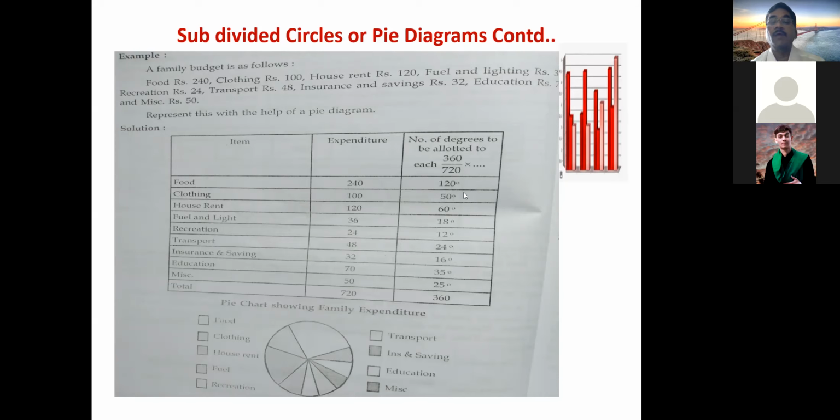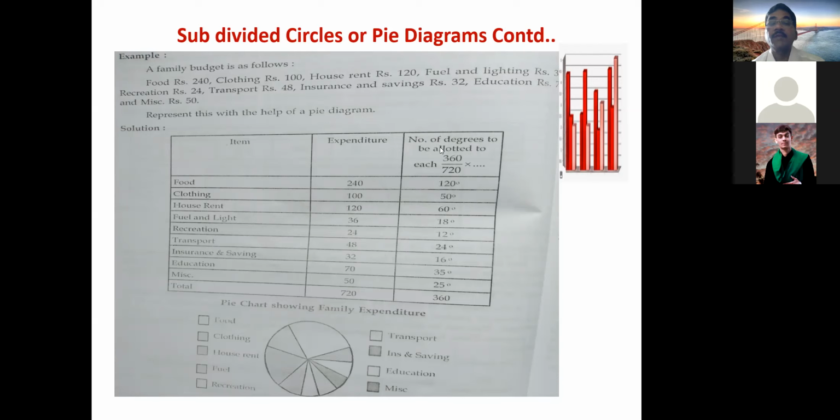How? I told you about the formula. In the previous slide, I have told you about the formula. What is that? Total 360 degrees divided by total, into component value. That I told you. Accordingly, we have to take it. For example, here, if you add the expenditures given in the problem, 240, 100, 120, 36 and so on, it will be equal to 720.